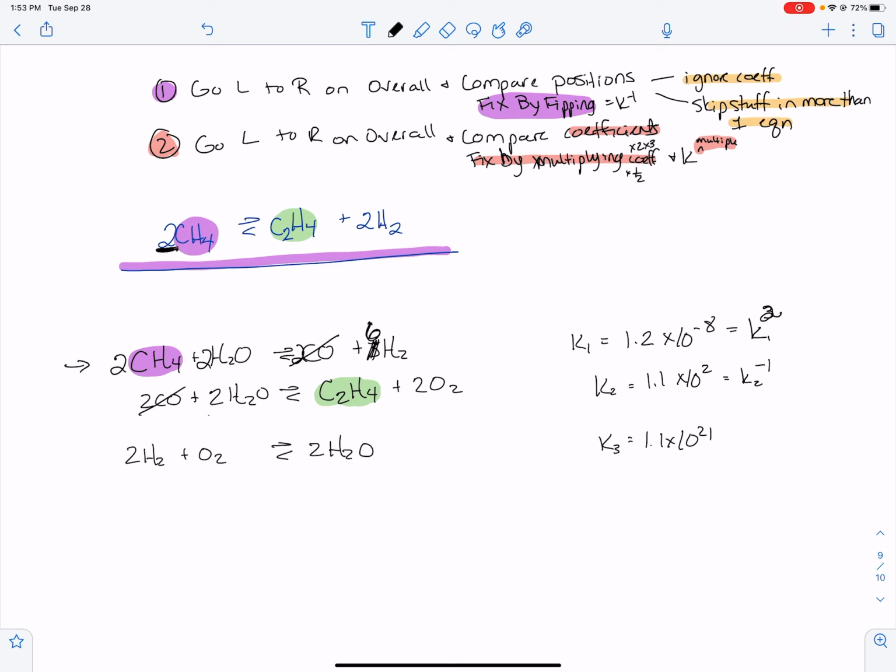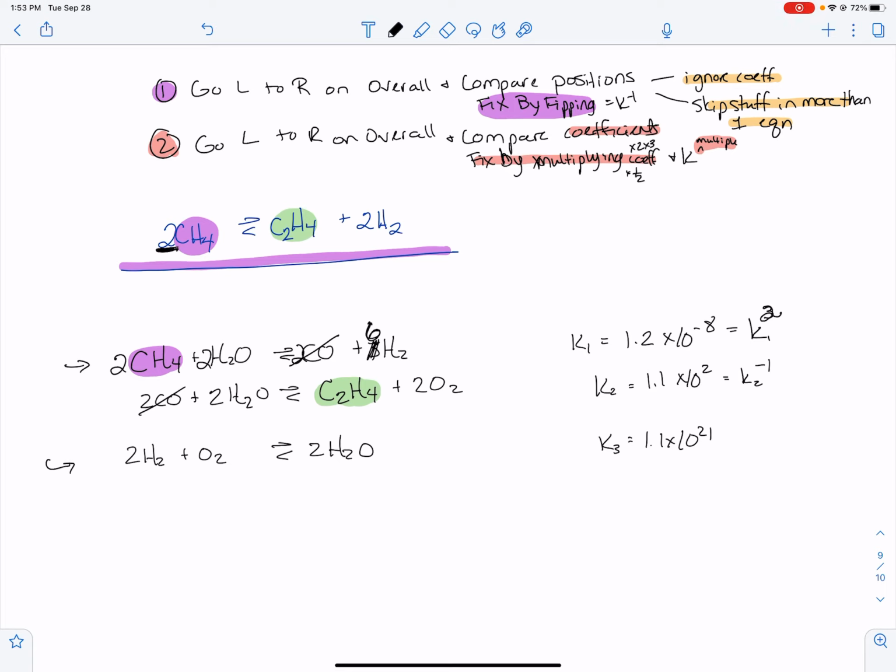I do notice that these are on the same side, and I could add them if I needed to. But again, there's no H2O in here at all. And also remember, I didn't mess with this H2 business over here. Well, if there's some stuff that can't cancel, it probably means I need to do something to this third equation. So how could I change this third equation to make it work better?